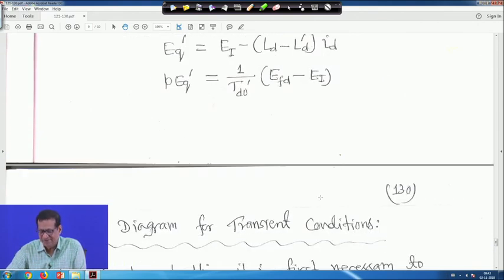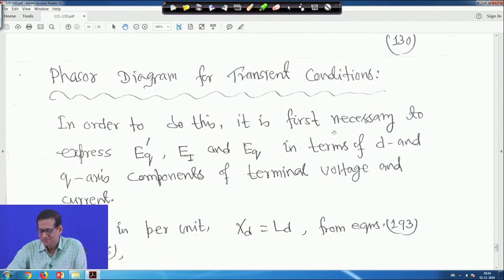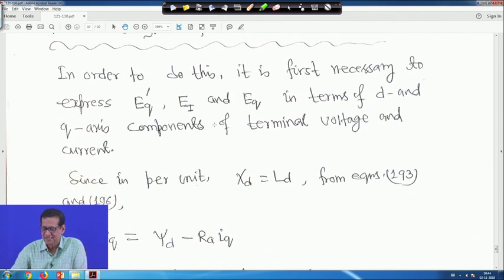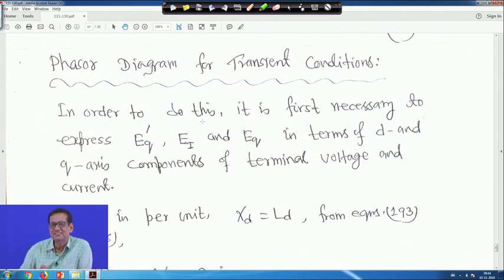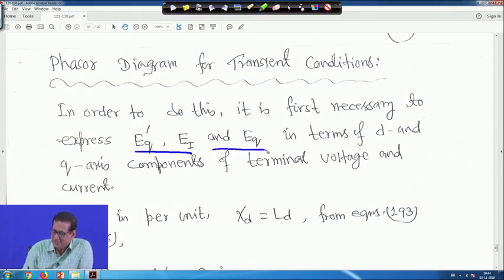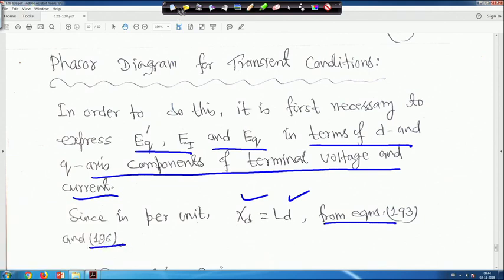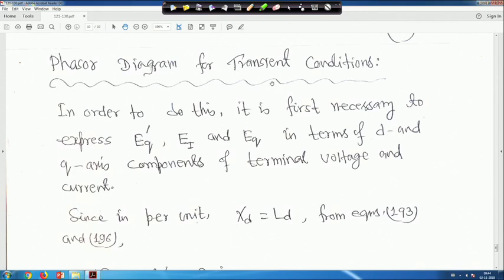Now, phasor diagram for transient condition. In order to do this, it is first necessary to express E_Q dash, E_I and E_Q in terms of D and Q axis components of terminal voltage and current, because we want this representation for the phasor diagram for transient condition. In per unit, X_D is equal to L_D; I told you in per unit reactance and inductance are the same. So, from equation 193 and equation 196, we will replace L_D, L_D dash by X_D, X_D dash.